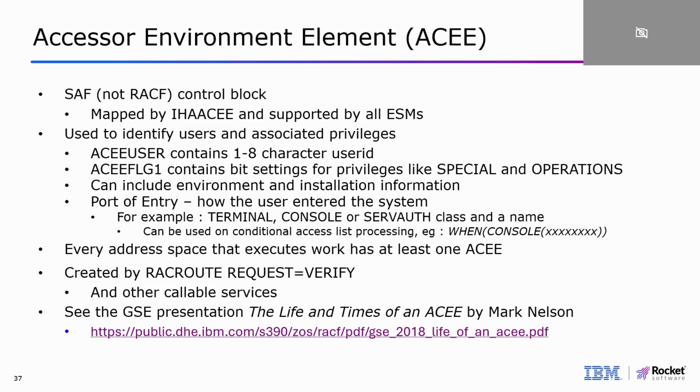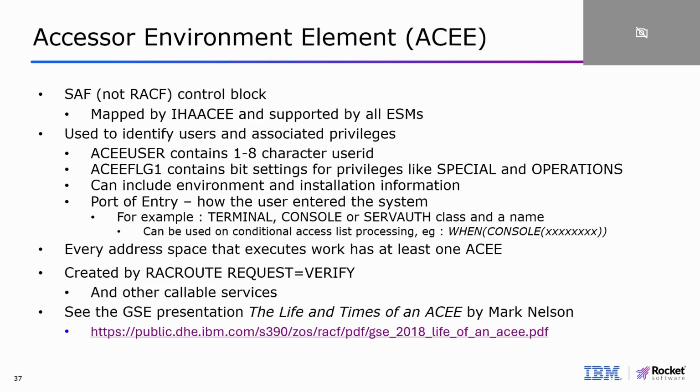One of them, obviously, is the user ID. It's ACEEUSER, and that contains your 1 to 8 character user ID. You have flag bytes within there that have bit settings for your privileges, like SPECIAL and OPERATIONS. And there's other environmental installation information, pointers and control information in that block as well, including pointers to your port of entry. Maybe it's a terminal, maybe it's a console, maybe some sort of server. So it enables you to do conditional access list processing.